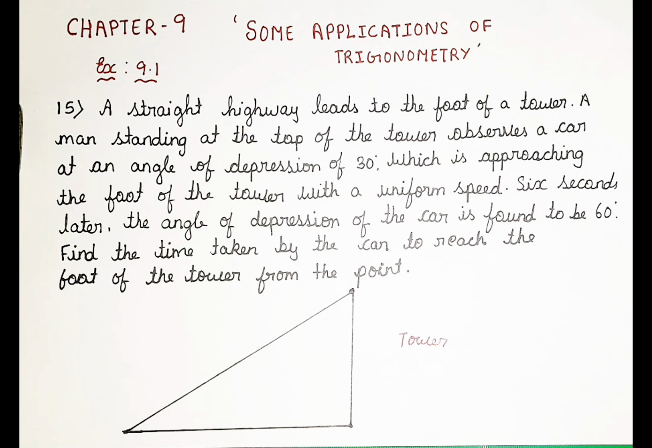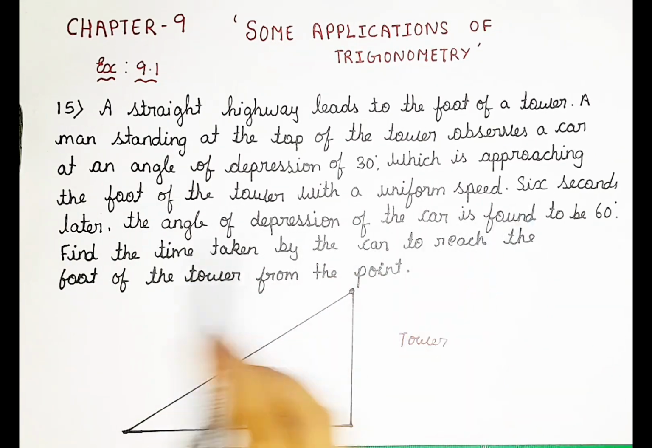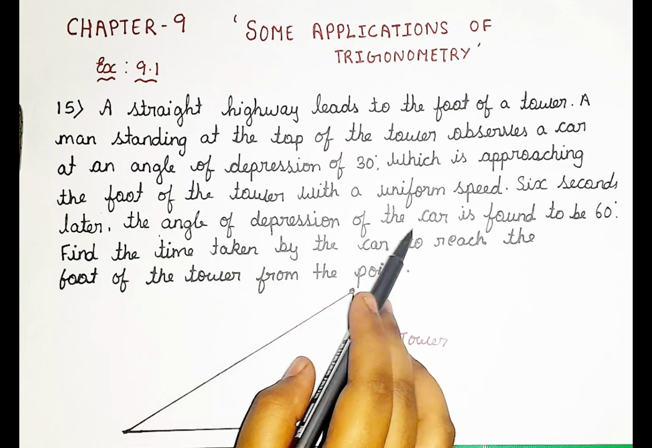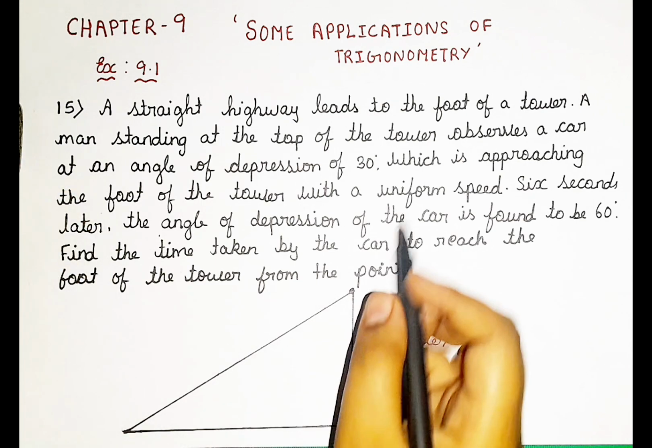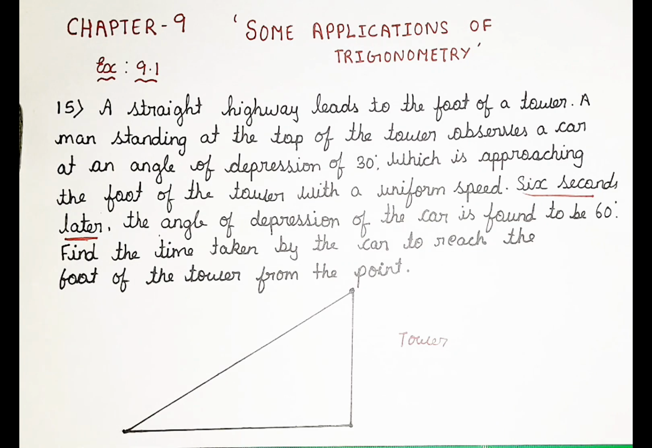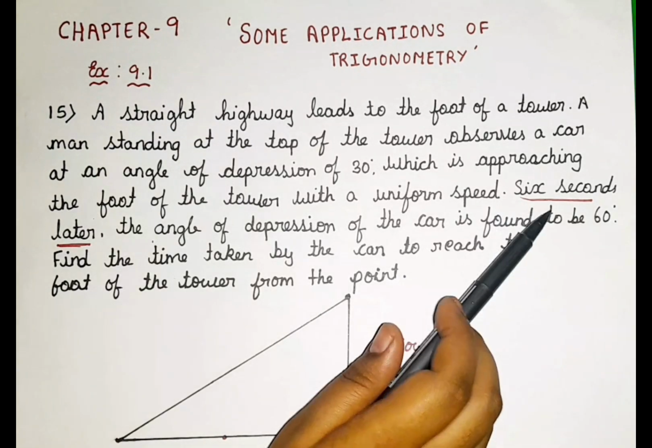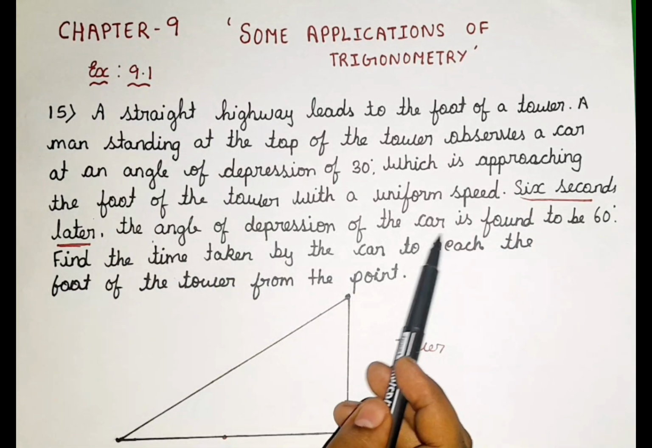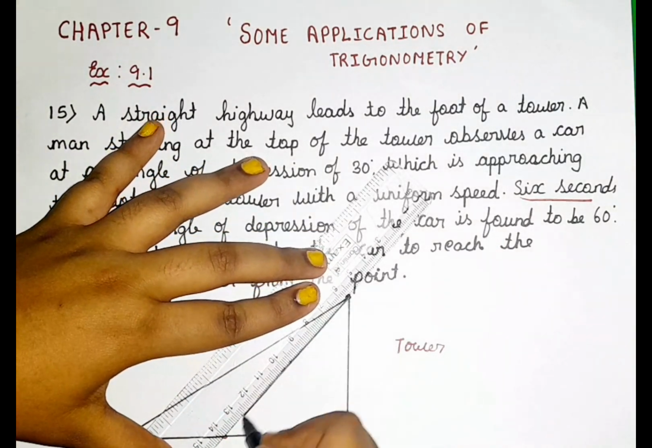Which is approaching the foot of the tower with a uniform speed. 6 seconds later, the angle of depression of the car is found to be 60 degrees. So here this sentence is really important. 6 seconds later. So if the car is right over here, then after 6 seconds the car will reach somewhere here. So now let us draw the angle of depression. Why? Because they mentioned that 6 seconds later the angle of depression of the car is found to be 60 degrees. So we are supposed to draw an angle of depression.